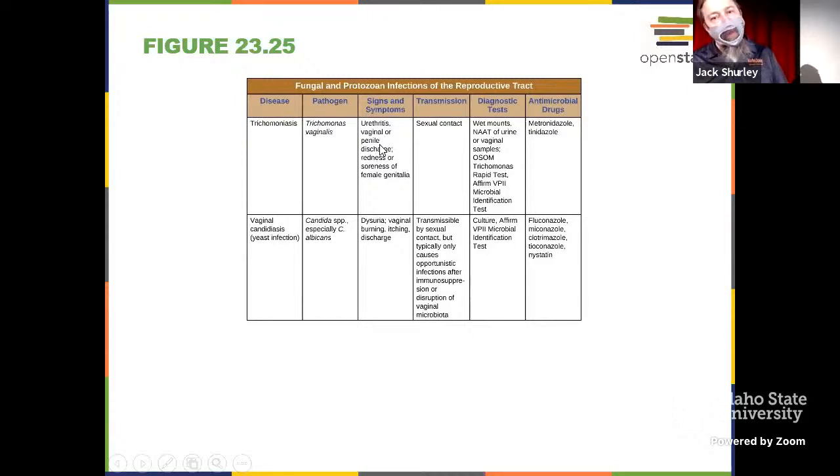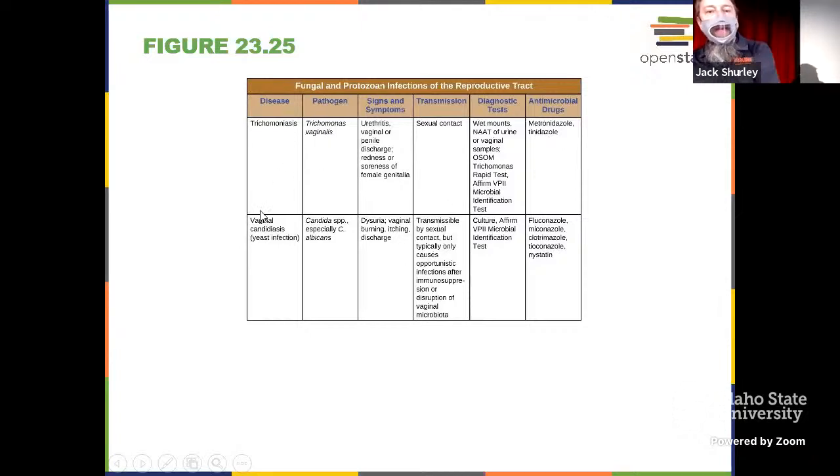Urethritis, vaginal or penile discharge, more vaginal, all right? Redness, soreness of the female genitalia. Typically females know there's more going on, all right? Males, maybe a little bit of, as it says here, maybe some discharge, but maybe a little bit of pain upon urination, maybe some burning, right? Maybe not, maybe nothing at all, right? And in turn, why would I go to the doctor? I feel fine, right? That's an issue. All right, so a couple of azoles as treatment for trichomoniasis.